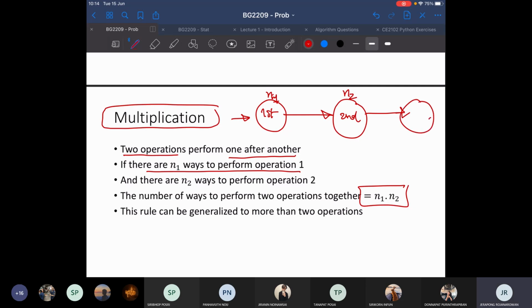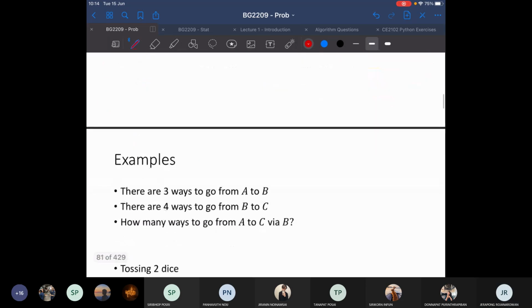If you have 3 operations and so forth, you just keep multiplying them. This is not limited to only 2, but I show only 2 because it's simple, right? If you have 3, 4, 5, you just keep multiplying them. So far so good, right?